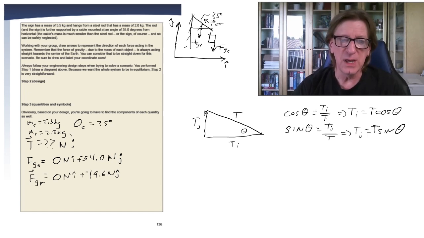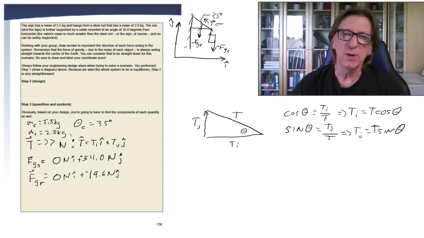All right, so now we have our components. So we know that t then is going to equal ti in the i-hat plus tj in the j-hat. Now what about directions? It's going to be in the positive j-hat direction, right? But it's going to be in the negative i-hat direction. Let me make that a little bit more clear.